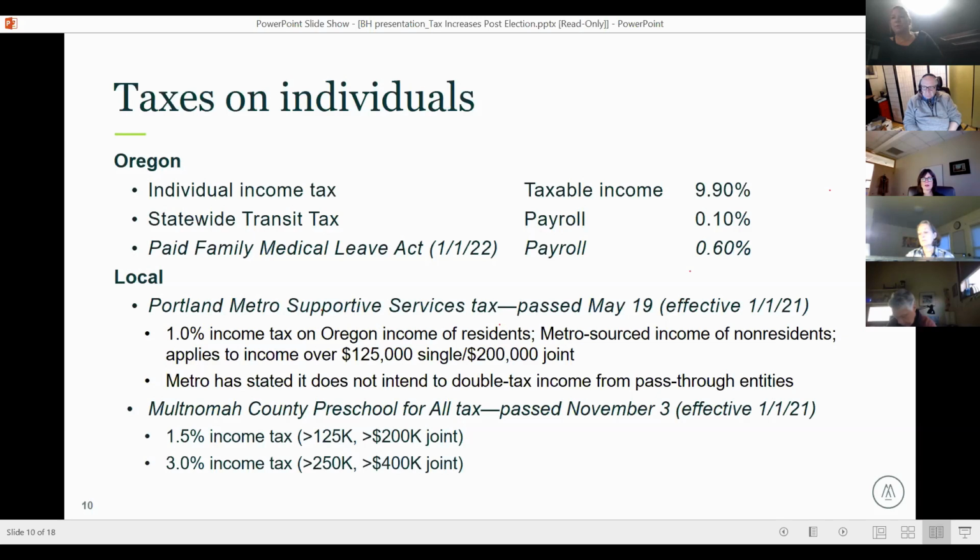They've said that they will follow the Portland and Metro sourcing rules. What that means exactly in an individual wage earner context, we don't know. Still waiting for rules, and that's very important.